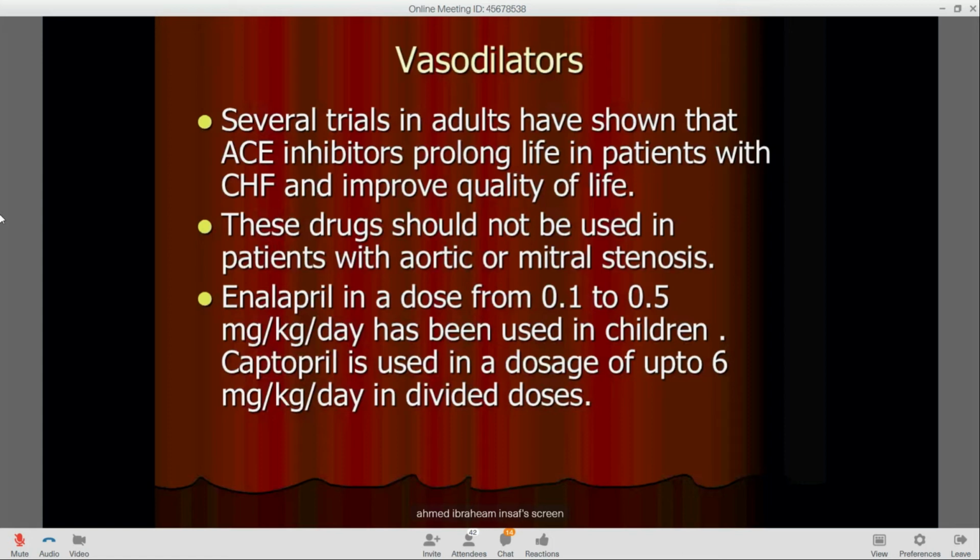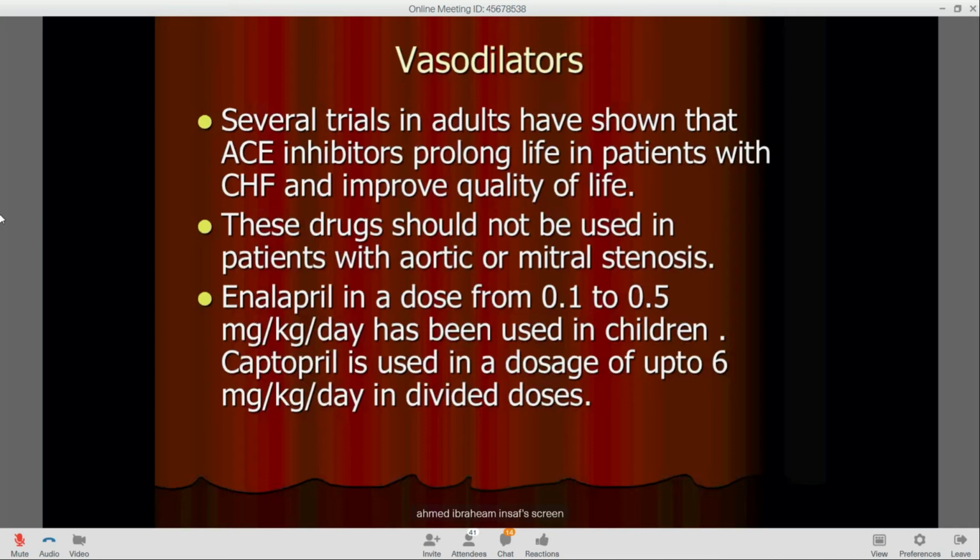They prolong the life of patients with heart failure and improve quality of life. Sometimes we only write ACE inhibitor. But these drugs should not be used in patients with aortic or mitral stenosis. It is an afterload reducing agent, but in aortic and mitral stenosis there is already afterload reduction, so it exaggerates the symptoms. So when you have a child with aortic stenosis or mitral stenosis, ACE inhibitor is not suitable. It is not for all patients with congestive heart failure.